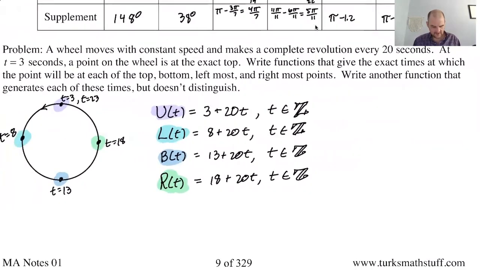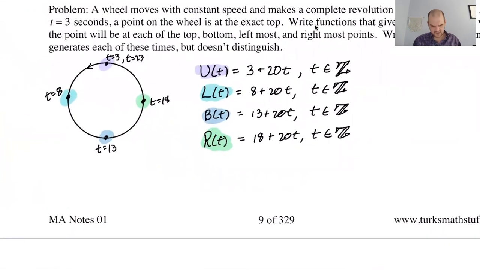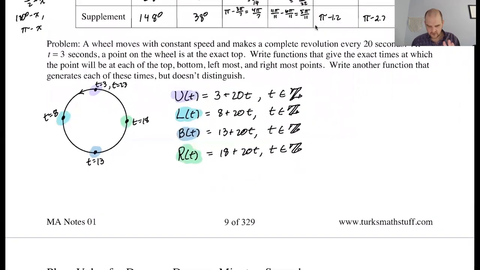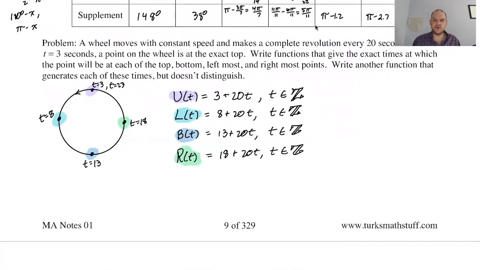Write another function that generates each of the times but doesn't distinguish. Okay, so that's just like telling you what time a train pulls into a station, not necessarily the upper station, left, bottom, or right, just a station. Like, can I get on a train? So, I mean, how far apart are each of them? They're all 5 seconds apart.